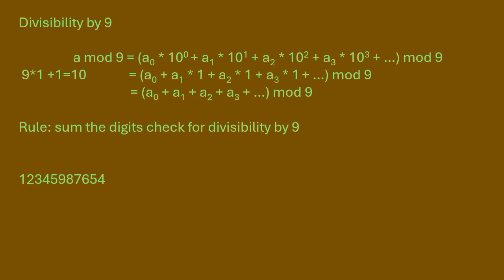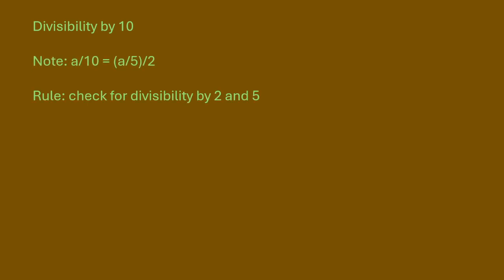So for example, our number 12,345,987,654. We sum the digits. This gives us 54, which is divisible by 9. Thus, we note that 12,345,987,654 is also divisible by 9. For divisibility by 10, similar to 6, we can break it down, and then we check for divisibility by 2 and 5, or if we just see if it ends in a 0.